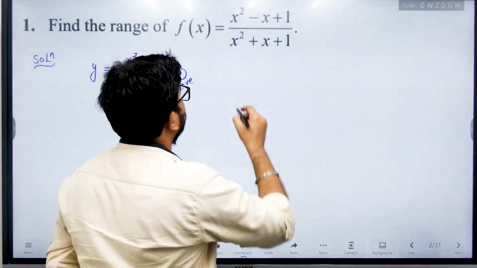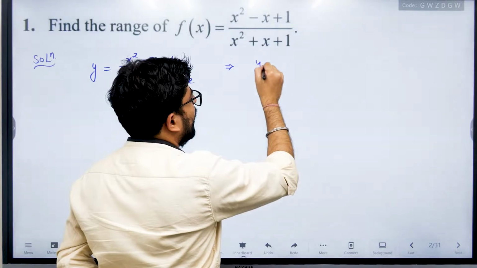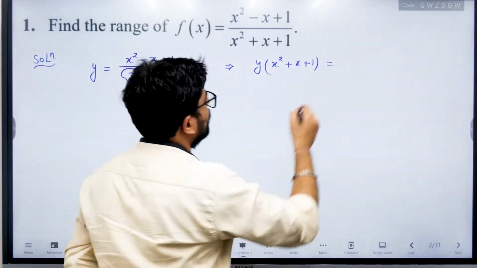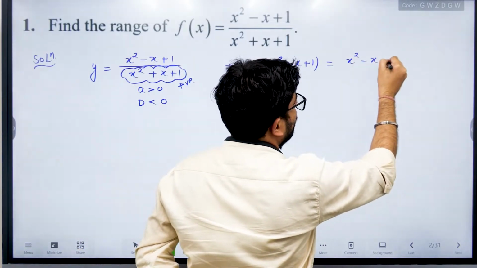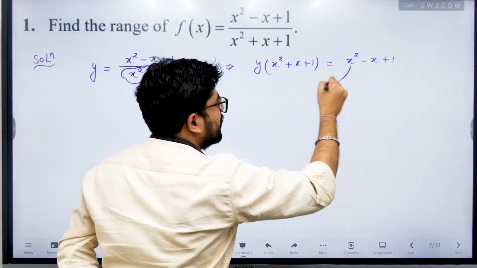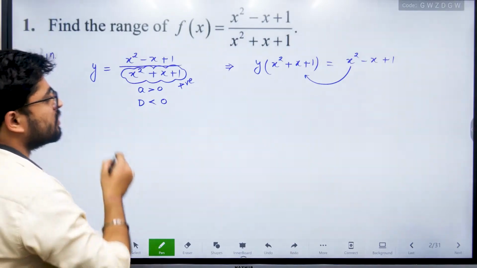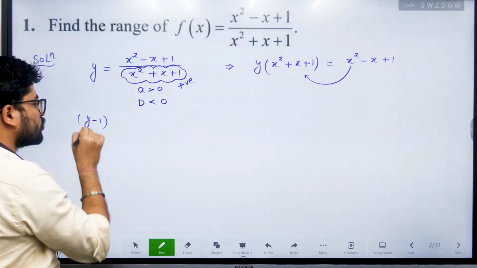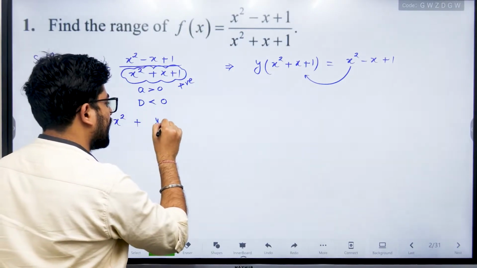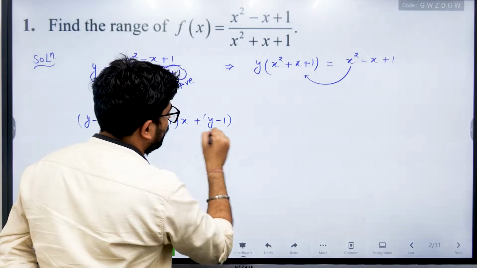Okay, so now if you multiply both sides by x² + x + 1, you will get y times (x² + x + 1) is equal to x² − x + 1. Now take all the terms from the right hand side to the left hand side. During transposition we know the sign changes, so after simplification you will get (y − 1)x² + (y + 1)x + (y − 1) = 0.